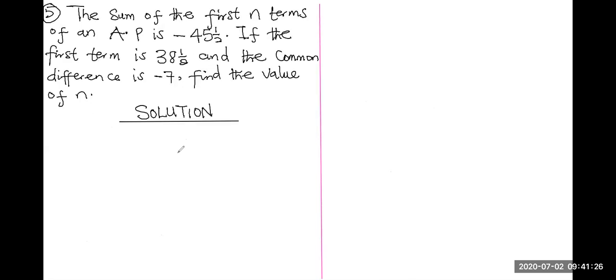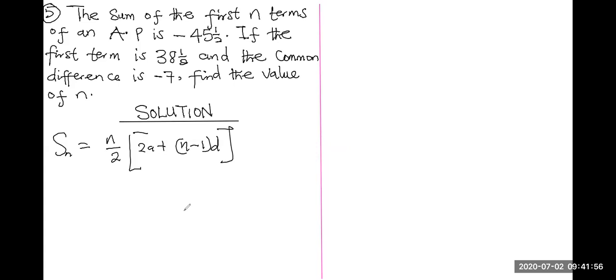In question 5, the sum of the first n terms of an AP is minus 45.5. If the first term is 38.5 and the common difference is minus 7, find the value of n. Okay, let's write the sum. Sn is equals to n divided by 2 into 2a plus n minus 1 d. All right, so this is what we have as the formula for our sum.